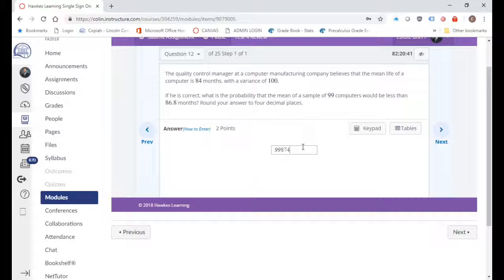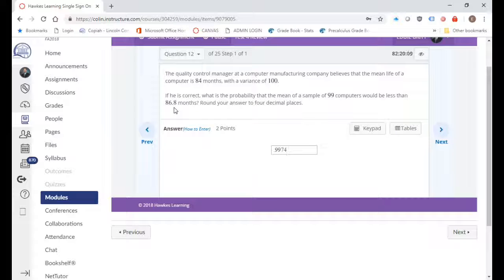So what that actually means is there's a 99.74% chance that the 99 computers' mean life would be less than 86.8 months, which kind of makes sense. If you think that it's 84, what's the probability that the mean of 99 is going to be less than 86.8? Pretty good chance.